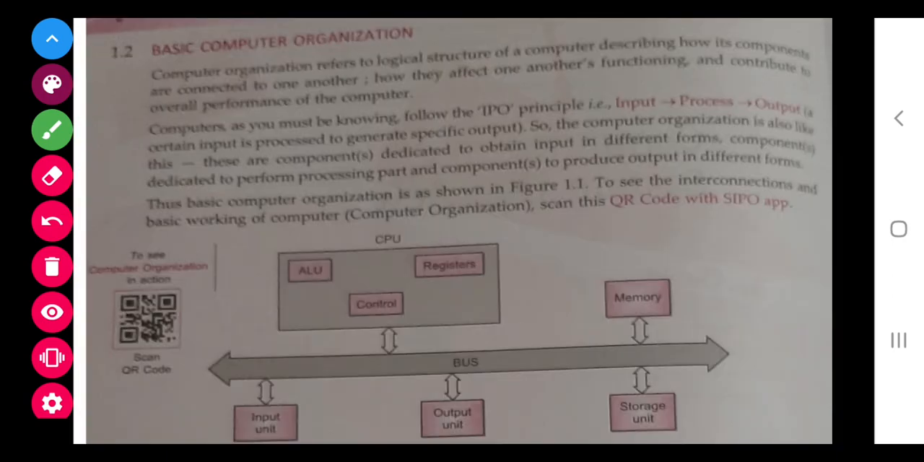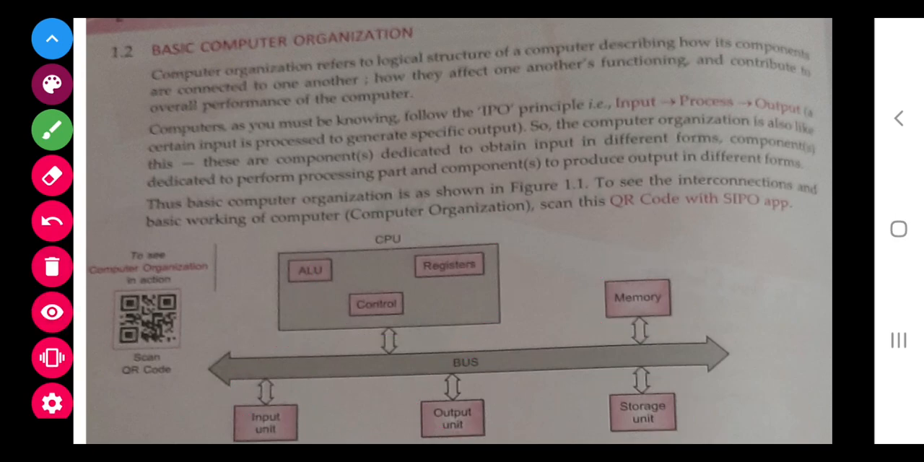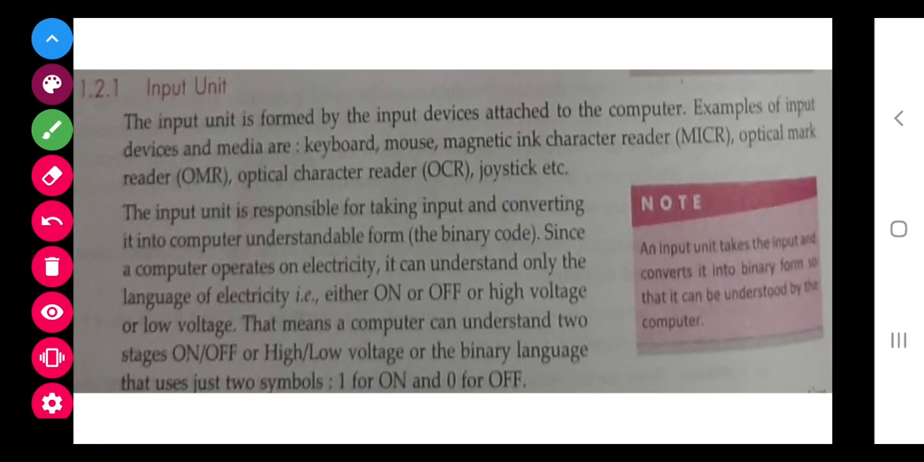So class, let's start with basic computer organization. Under that we all know there are three units: input, output, and the CPU, that is the processing unit. And there is another part that is in use in the computer, that is the memory and the storage unit. So this is the structure of the computer organization.